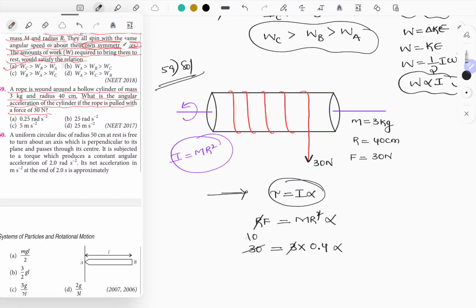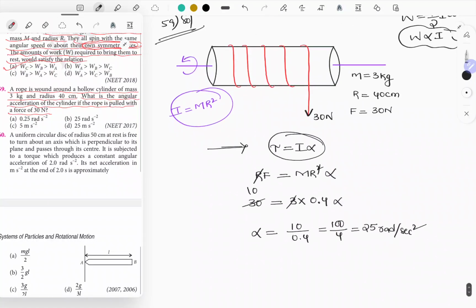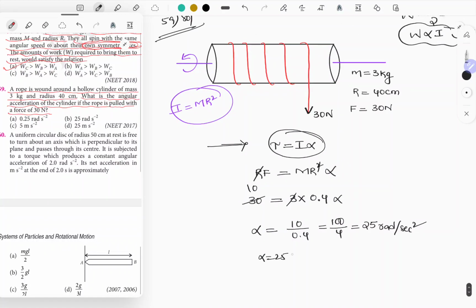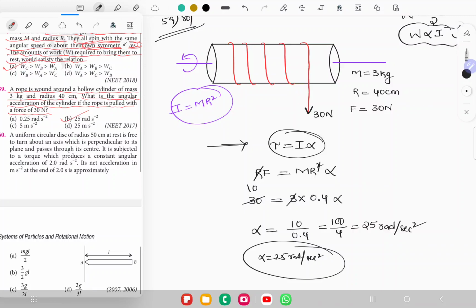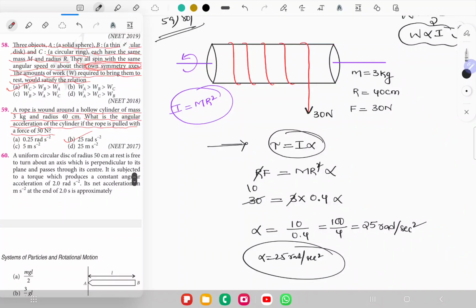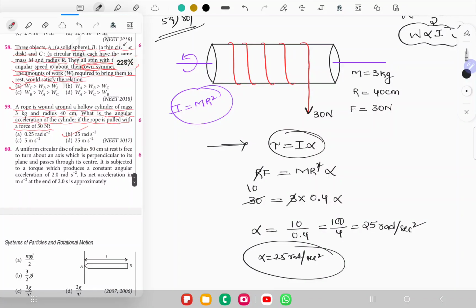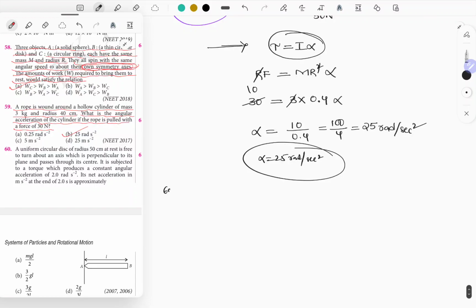So alpha is equal to 10 divided by 0.4. It can be written as 100 by 4, which is equal to 25 radian per second square. So that's the answer. So alpha is equal to 25 radian per second square. Which option matches? Option B is the correct answer. Check out the units carefully because option D is 25 meter per second square. Clear? Next, question number 60.